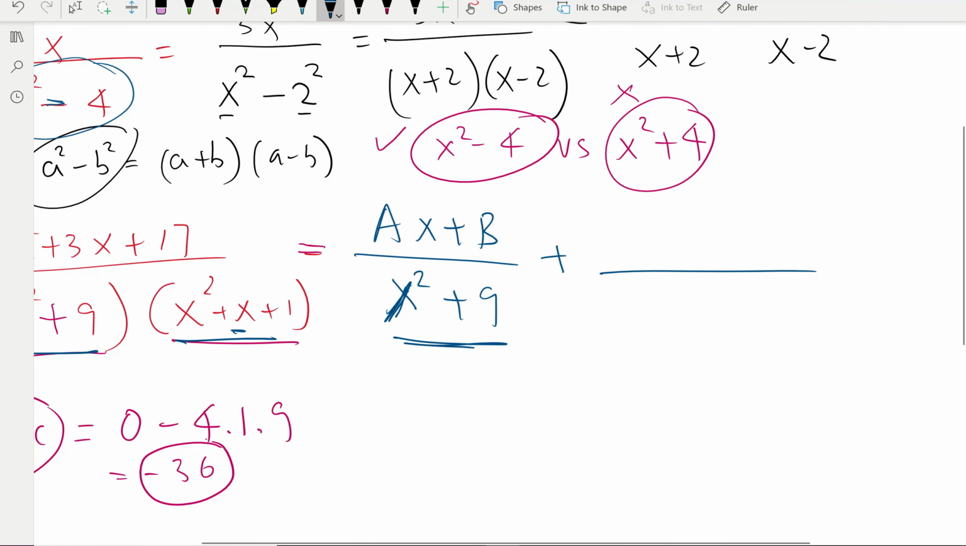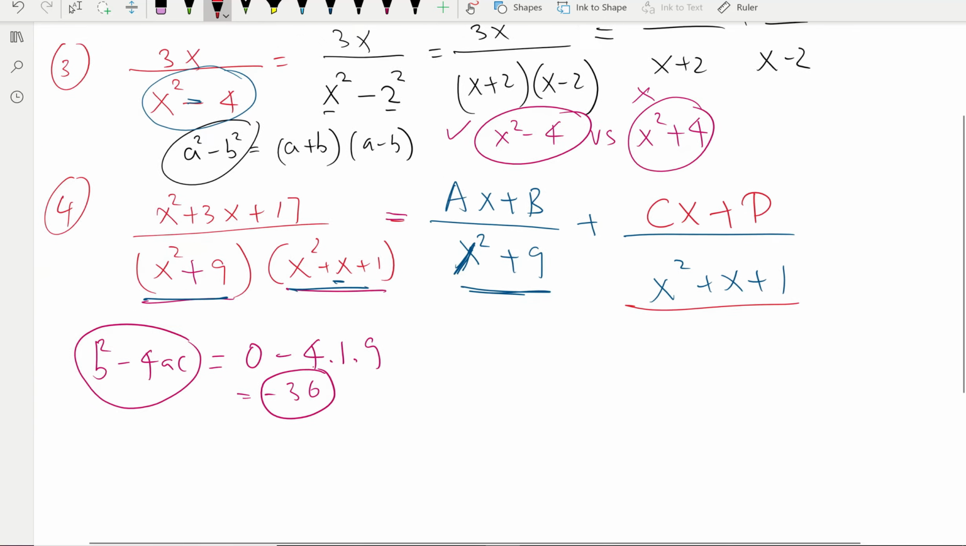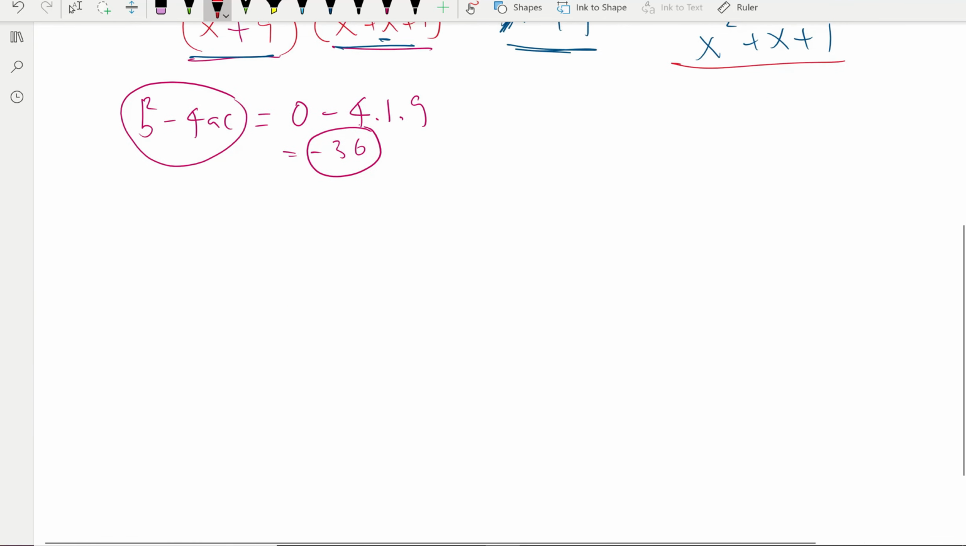Now the next fraction is x square plus x plus 1. You cannot break it up furthermore into factors, and the numerator will be cx plus d, right? Because on the denominator you have a second degree factor. Perfect. Let's go to the fifth example. Let's see. 3 over x square plus 2x minus 6.